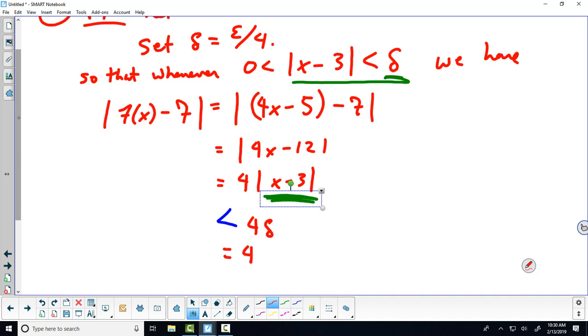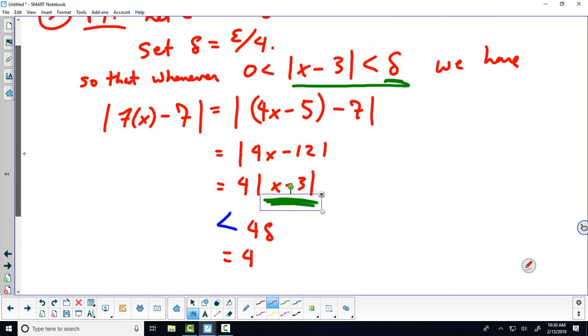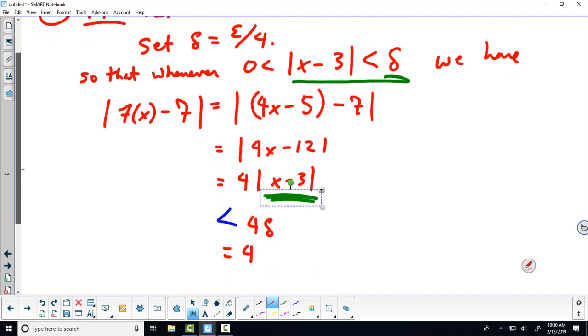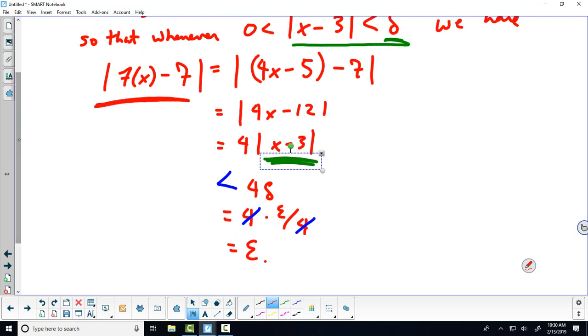But what is delta? What did we set delta equal to? We set delta equal to epsilon over 4. So this would be 4 times epsilon over 4. And so really the finesse of the problem is what happens here. Those 4's cancel, and what am I left with? Epsilon. Okay? In the sequence of events, we started with the distance between our y value and what we think the limit is, and we showed that we are less than epsilon. We showed the definition.